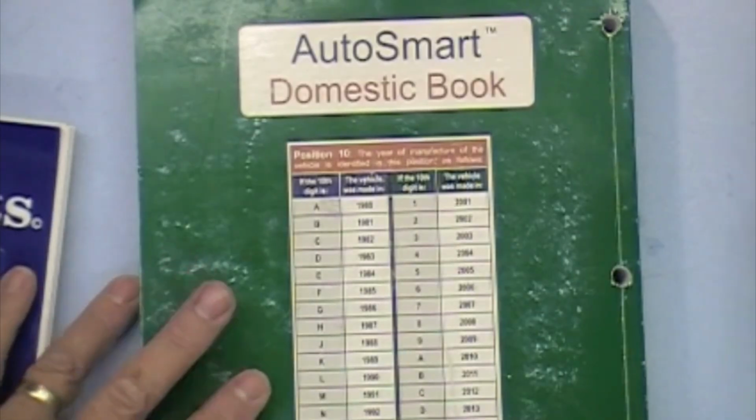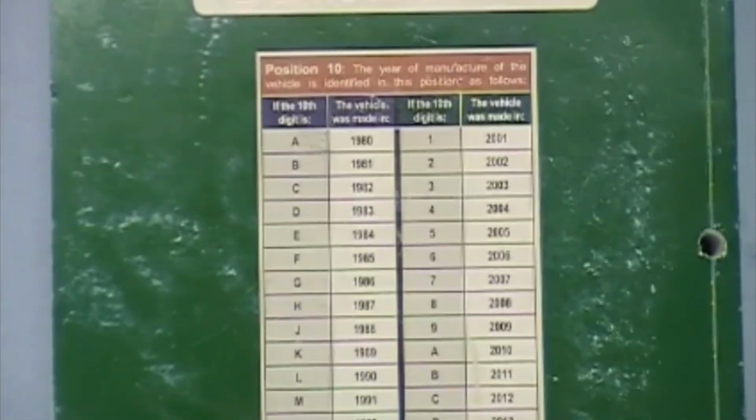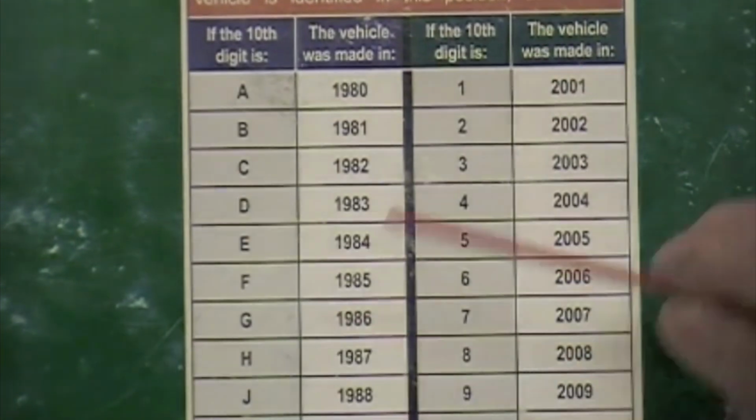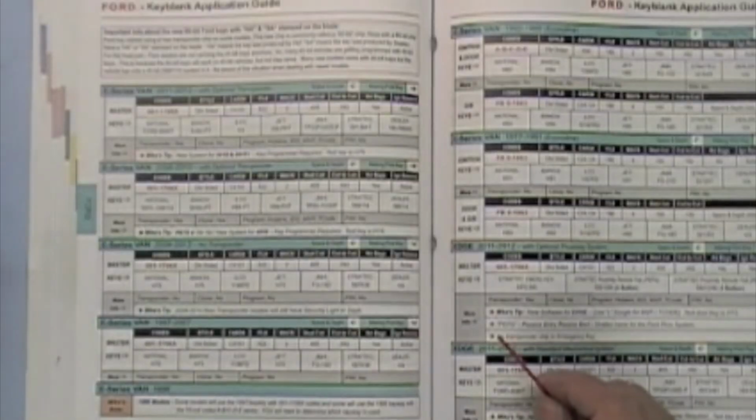Here you can see the same chart of information on the back of the Auto Smart book. Most automotive resources are going to have this chart that will allow you to find out what year that 10th digit stands for. Okay, so we're going to turn to the Ford section. I'm using the Auto Smart domestic book here for this example. We're going to look at the Econoline vans, which here they refer to as the E-Series vans. We saw from the vehicle ID that it was a 2000, so this says 1997 to 2007.